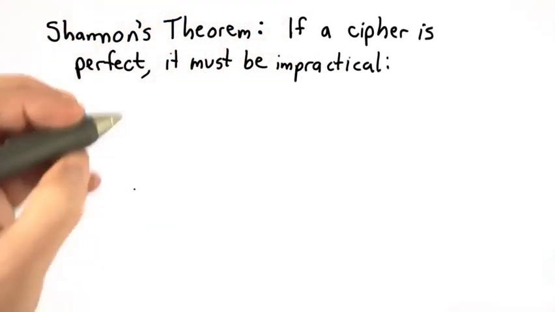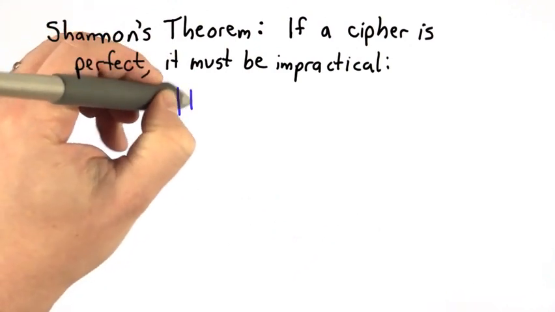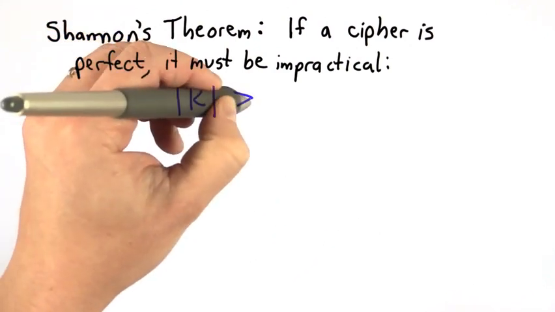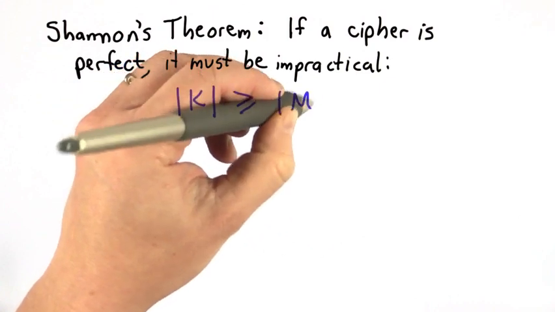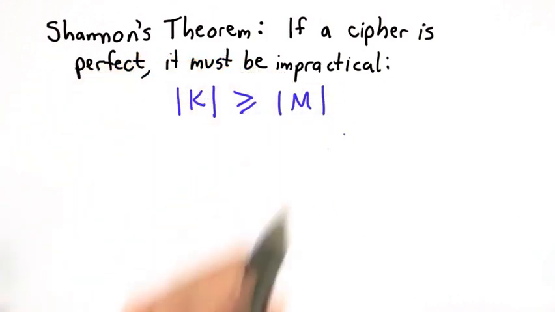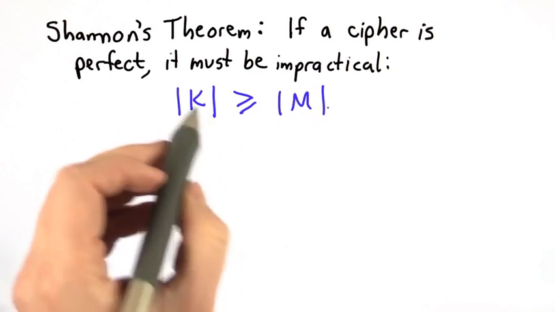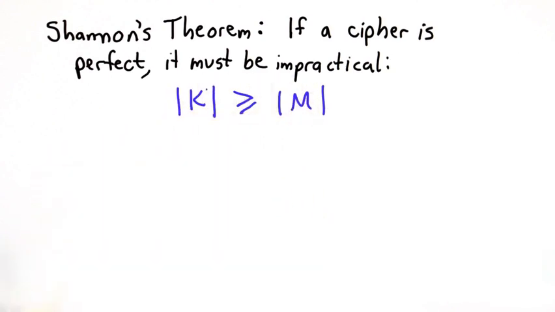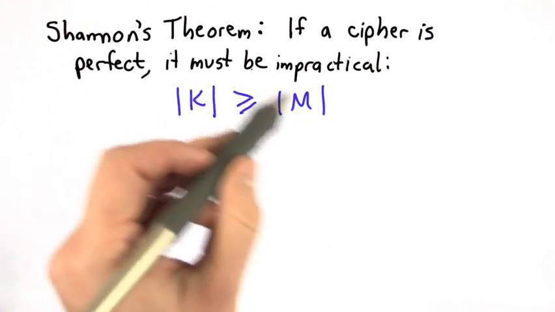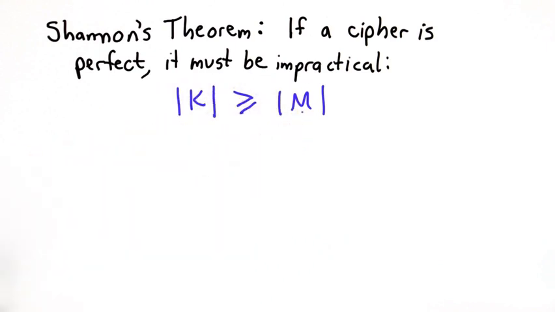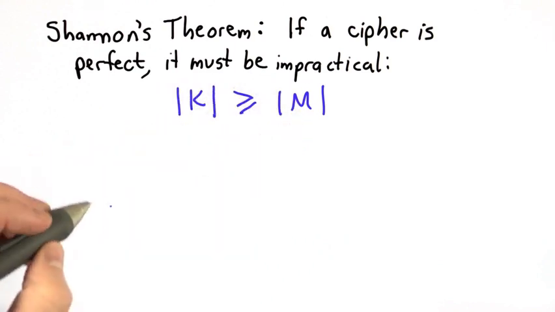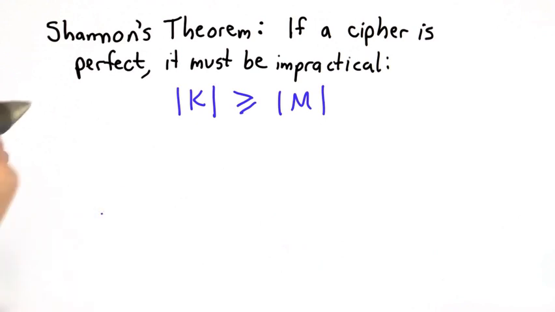It must be impractical in the sense that the number of possible keys must be at least as big as the number of possible messages. We saw for the one-time pad that they were equal. We can always remove possible messages from the message set, so there's no problem with adding more keys. The problem is we need to have at least as many keys as messages. So let's prove this property, and we're going to prove it by contradiction.